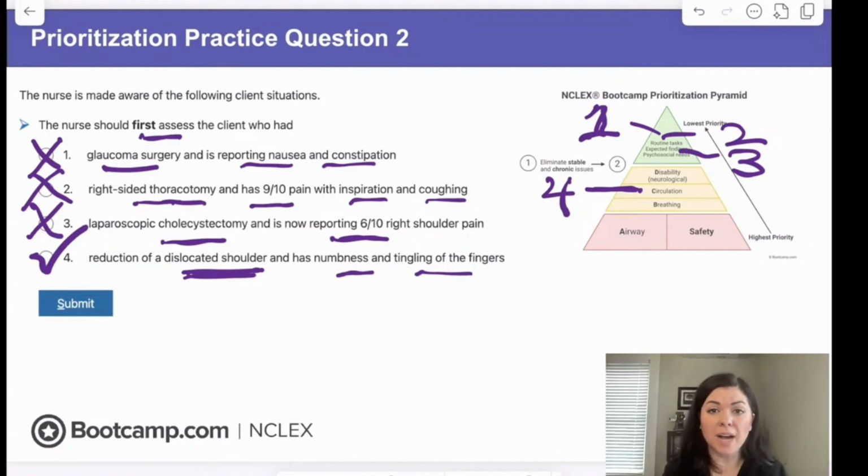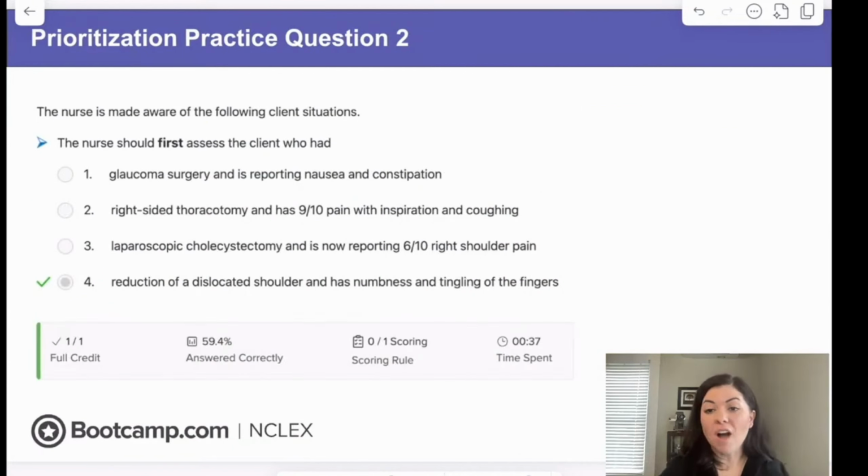Compartment syndrome. Great job, guys. Yes, you can have compartment syndrome when you have increased pressure in that compartment and you won't have enough blood flow. And absolutely, it's a medical emergency. Natasha, 6 Ps. I love it. So if you got that correct, great job, because about 59% of students that did this practice question got it correct.